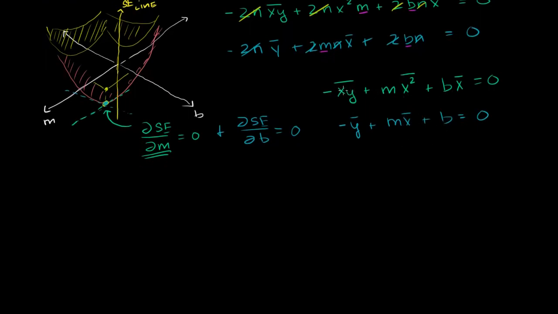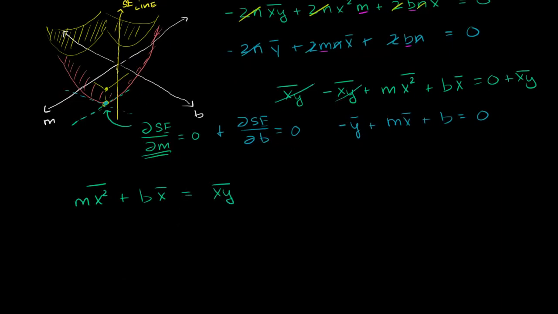So let's add this mean of the xy's to both sides of this top equation. So if we add the mean of the xy's to both sides of this top equation, what do we get? We get m times the mean of the x squareds plus b times the mean of the x's is equal to, these are going to cancel out, the mean of the xy's. That's that top equation.